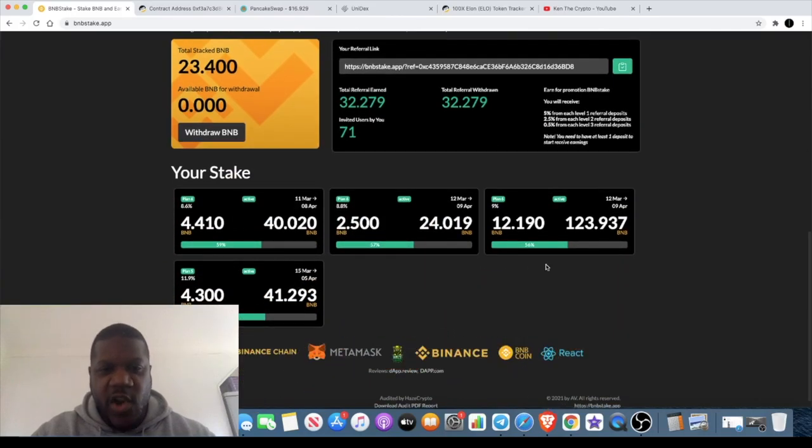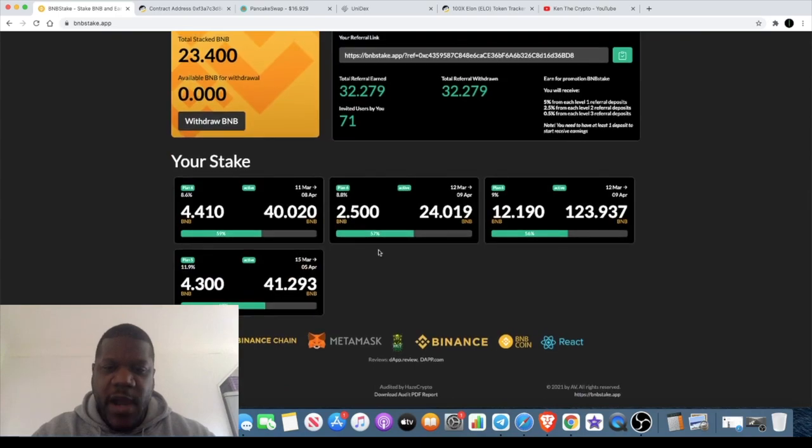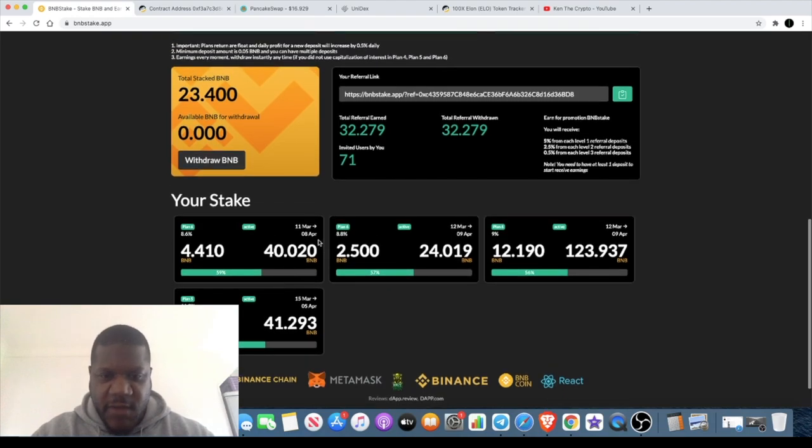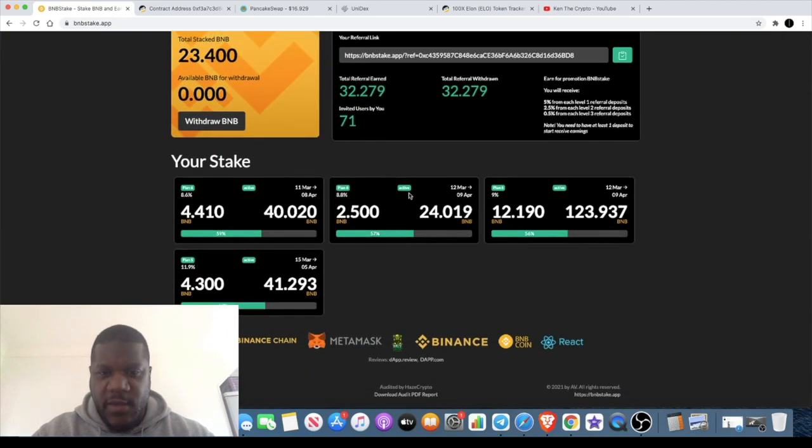But remember, this is high risk, okay? It's very high risk, right? I am almost 60% matured. Well, I'm over 60% matured on my 21-day stake. On my 28-day stakes, I'm almost 60% matured, okay? And it's not going to be long before I get a load of BNB out of this contract, right, guys?